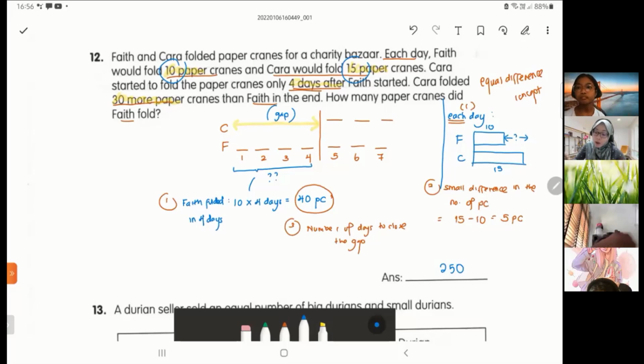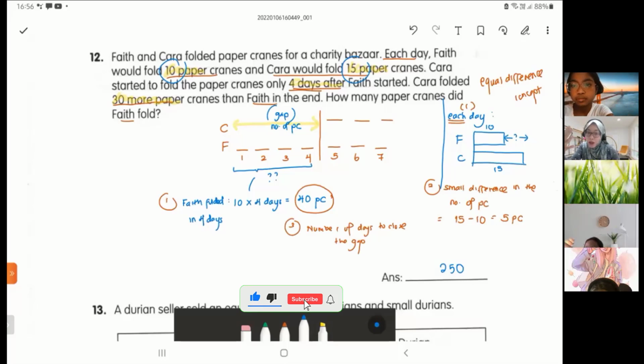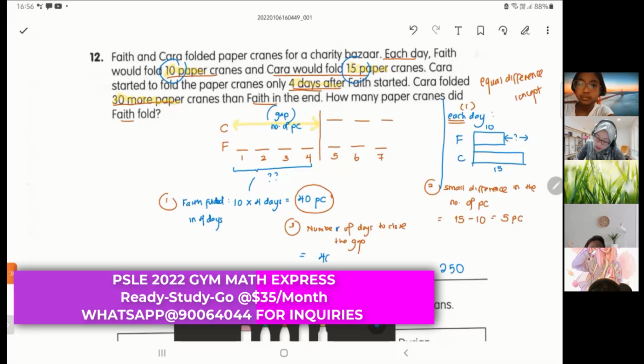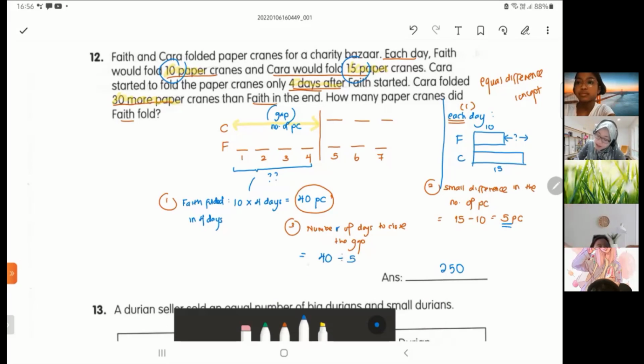I'm talking about the total number of paper cranes, not the days. Days is 4 in this case. But even though it's just 4 days, the number of paper cranes is not the same as 4 days. It's more than that. The number of days to close the gap will be, you take your 40 paper cranes that are folded in 4 days divided by the difference, 5. I need 8 days to close the gap.